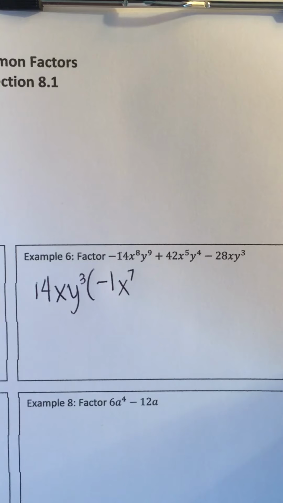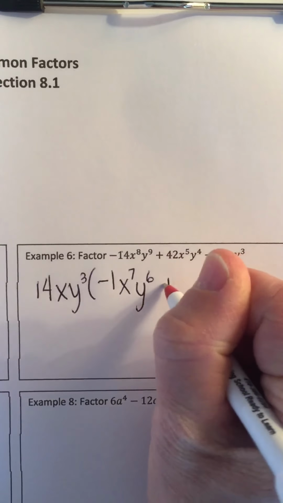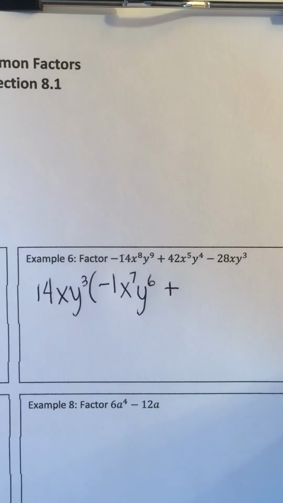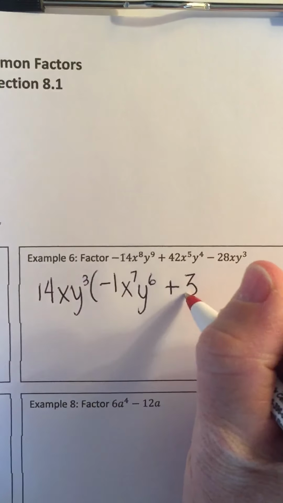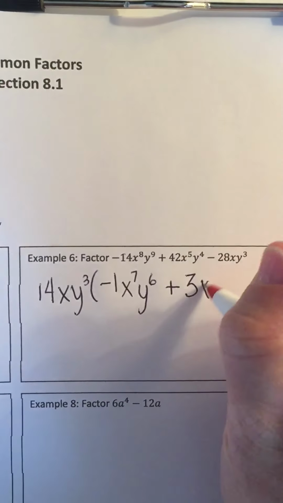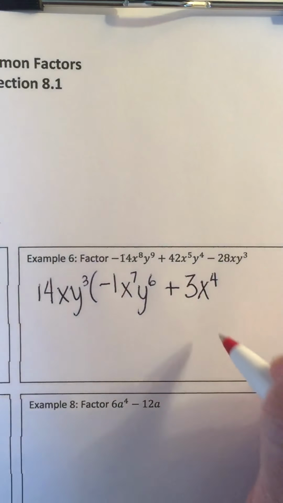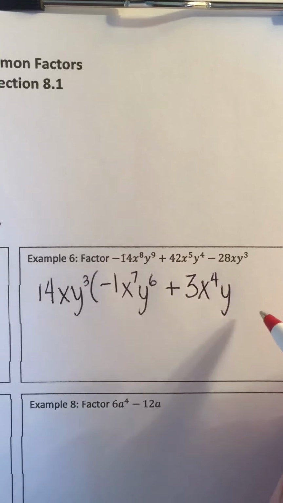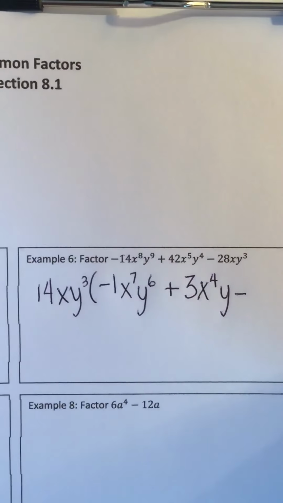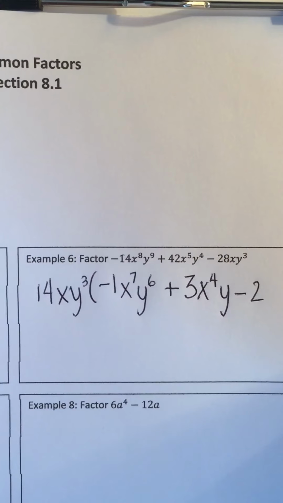With our y's, we've got 3 outside, so we need to multiply it by y to the 6th, plus 14 times 3 is 42. We have 1x, so we need x to the 4th. We have 3 y's, so we need 1 y. Minus, last term here, 14 times 2 is 28. We have our x, we have our y cubed. We are finished.